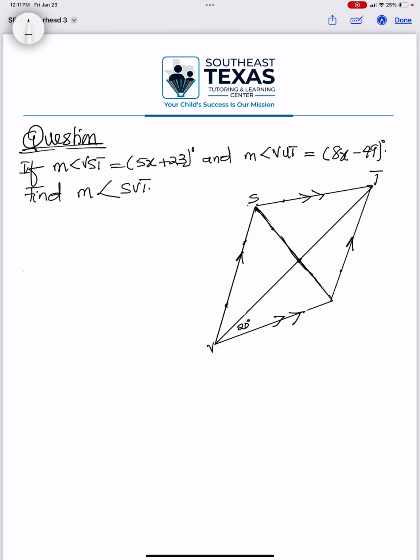So we have a question from a student. They say if angle VST is equal to 5x plus 23 and angle VUT is equal to 8x minus 49, find angle SVT. So the angle SVT, the angle in question, is this one. This is the angle in question. I always indicate it so that I know how to maneuver my stuff.